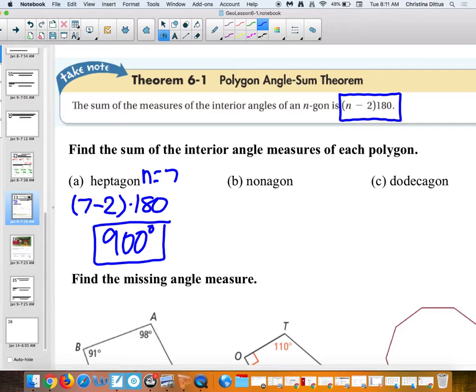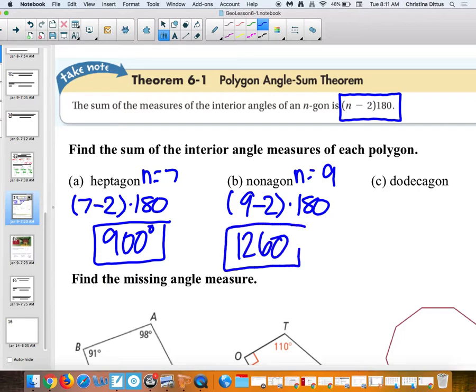Anybody have any idea? 9. So plug in my formula. I got 9 minus 2 times 180. What's 9 minus 2? 7. Take 7 times 180. 1260. Good.